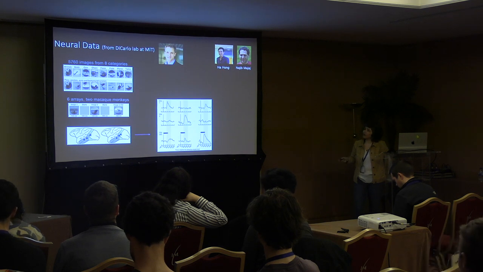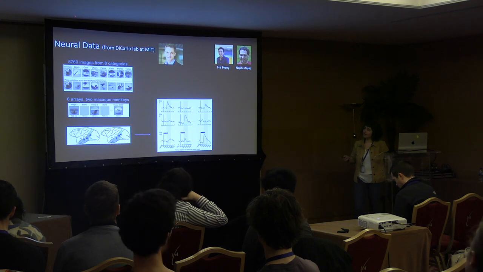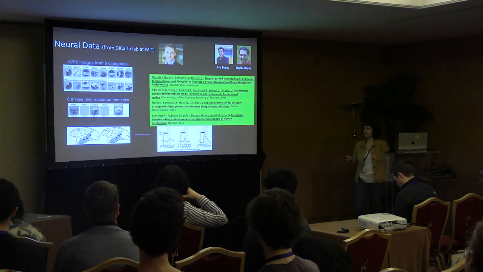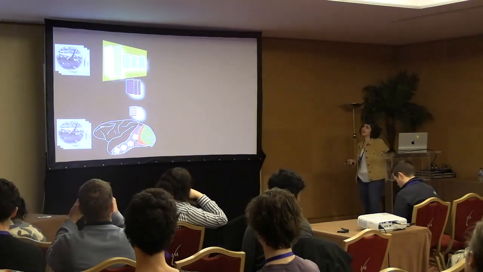More than 5,000 images from 64 objects and 8 categories, different sizes, positions, views. And then the data was recorded from multiple regions in the brain, V4, PIT, CIT, and AIT. And a lot of insightful work on this data has been published before. So I reanalyzed this data.